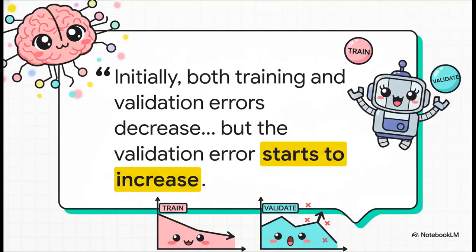Now, this graph here describes a super common and critical problem you run into during training. At first, everything looks great. The error goes down on both the stuff the network is training on and the new stuff you're testing it with. But then, notice what happens. The training error keeps on falling, but the validation error, the error on new data, starts to creep back up. So what in the world is going on here?